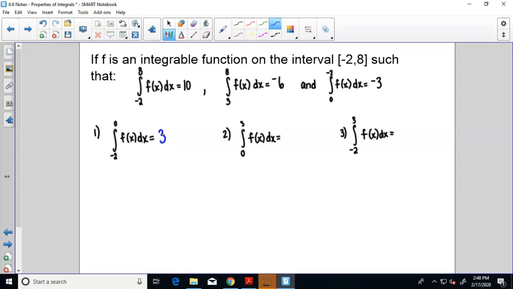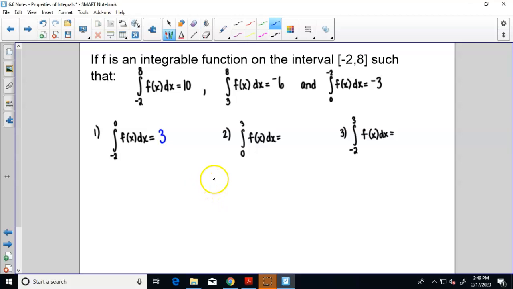For number 2, we want to know what we would get from 0 to 3. Well, that's the part that's kind of missing here, right? We've got from -2 to 0, and we've got from 3 to 8, but we don't know what we have from 0 to 3. However, they did give us the entire length from -2 to 8.